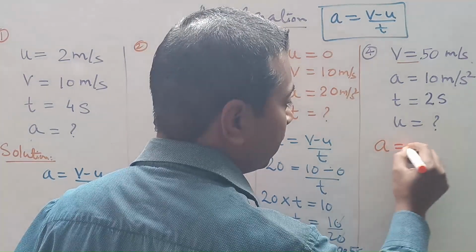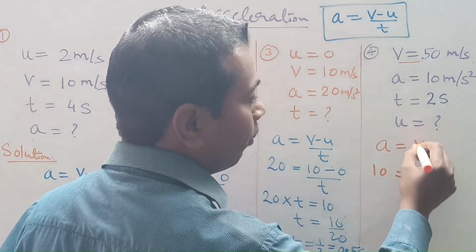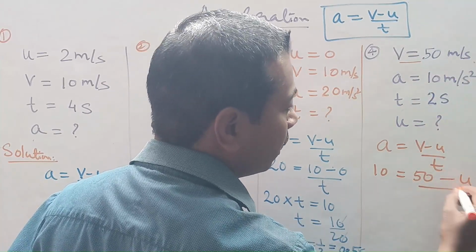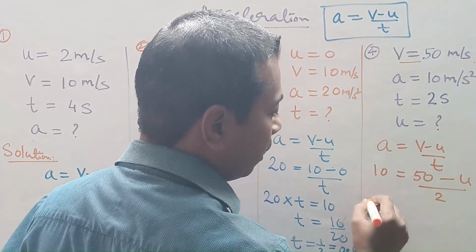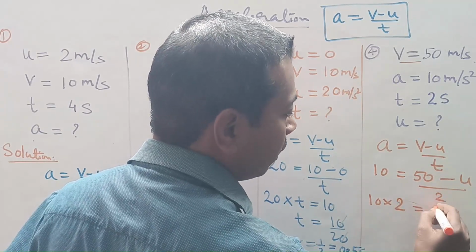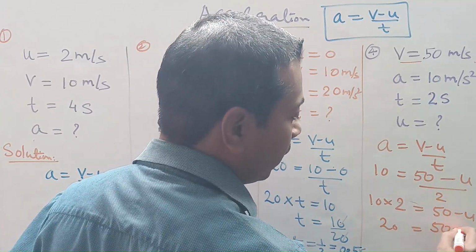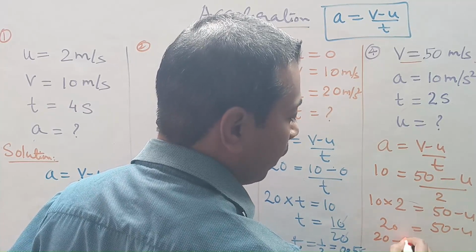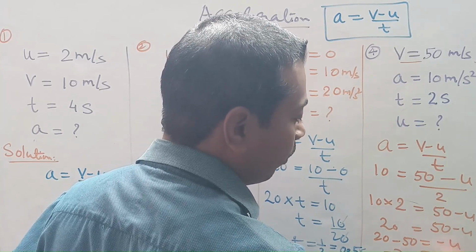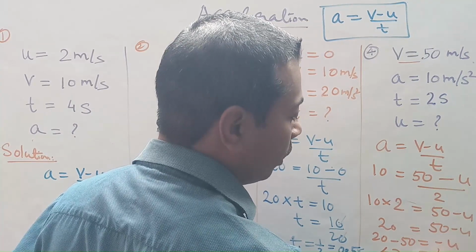Here again, acceleration is v minus u divided by t. Acceleration 10. Final velocity 50 minus initial velocity, which I have to find out. Time given to me as 2 seconds. 10, bring this to here, 10 twos are 20, 50 minus u. So this becomes 20 is equal to 50 minus u. You subtract: 20 minus 50 is equal to minus u. So 20 minus 50 gives me minus 30 is equal to minus u. Minus sign gets cancelled on both sides. I have u is equal to 30.